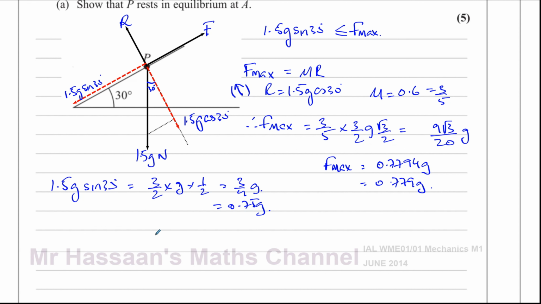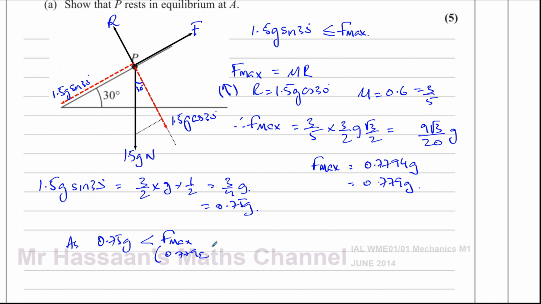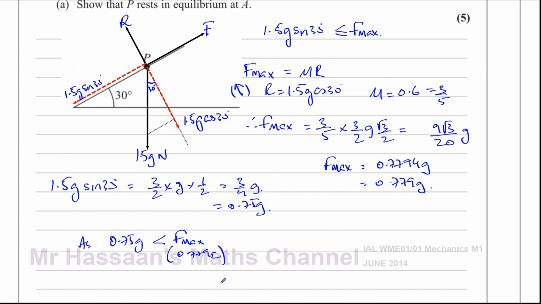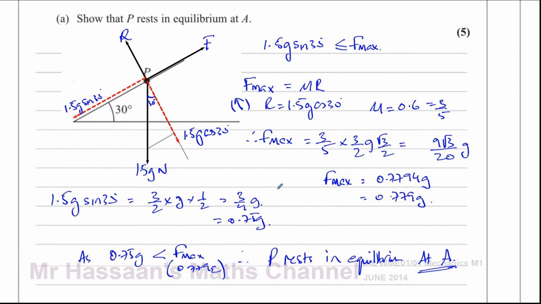And we can see that 0.75 g is less than F max, which is 0.779 g. Therefore the object will stay in equilibrium. Therefore we can say P rests in equilibrium at the point A. So there's the answer to part A of this question.